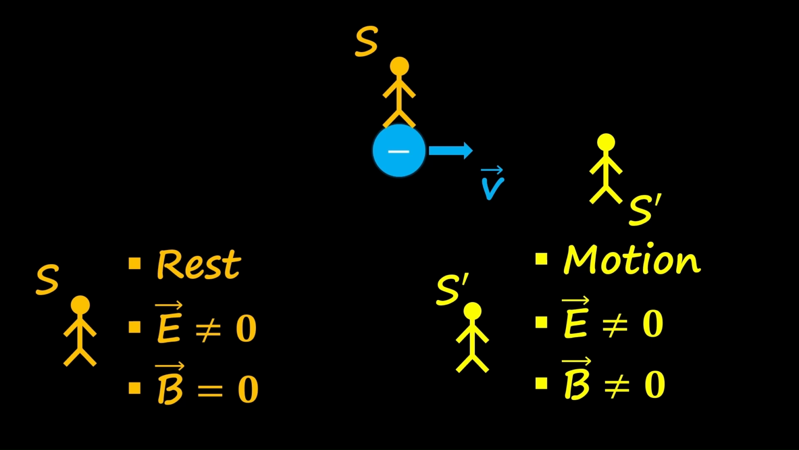Now, both the frames of reference are observing the same system, but their sets of observations are different. Why is it different? That is what we are going to find out in this video. Let us take an example.